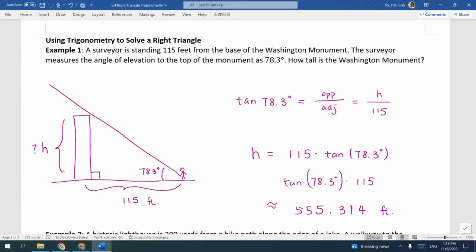Yes. So this is how to solve a right triangle. You have the angle, and usually you have one side that you know and one side you don't know, and then you think about whether this is the opposite, adjacent, or hypotenuse to figure out which trig function you use. Okay, everybody?